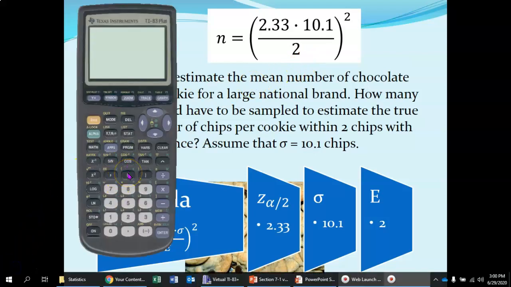And let's see what that turns out to be. Parenthesis, 2.33 times 10.1 divided by 2, squared, is 138.45 something. So what would you give as your final answer to this question? 139. You would want 139 cookies in your sample.